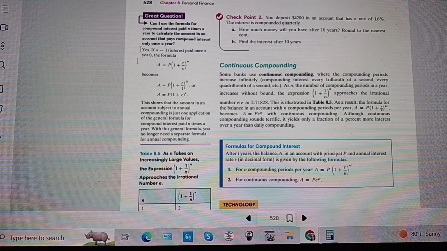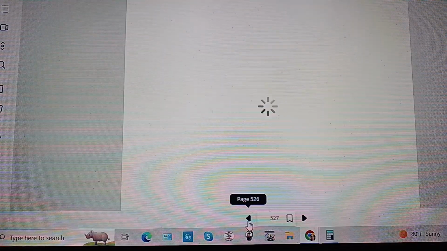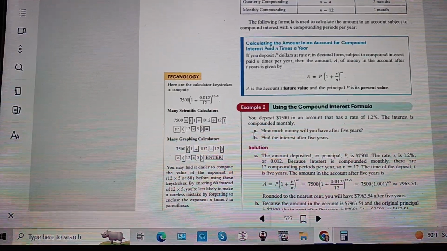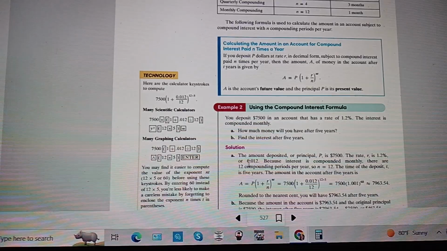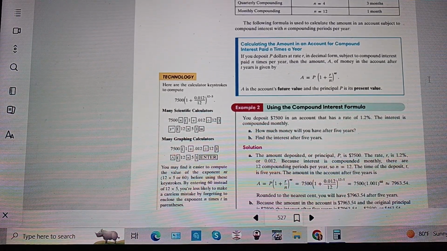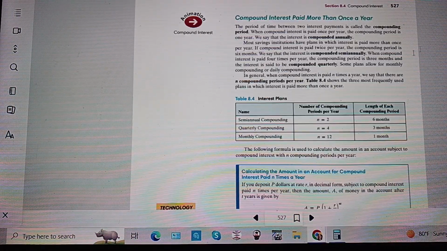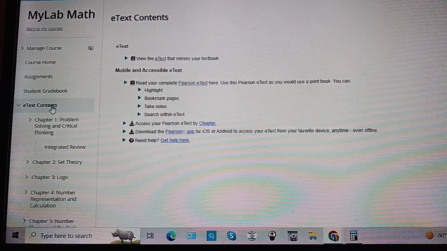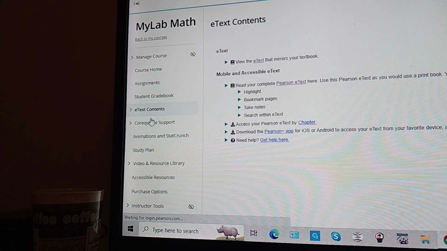They have nice little helpful hints on the side, or anything that's in a colorful box is important information. I noticed there was even a calculator tip over here. Right here, calculator tip. So these are all good things if you have the time to skim through all this. Good news is you don't have to, but the ebook is there. So assignments and the ebook, those are probably the two most common tabs you're going to use.